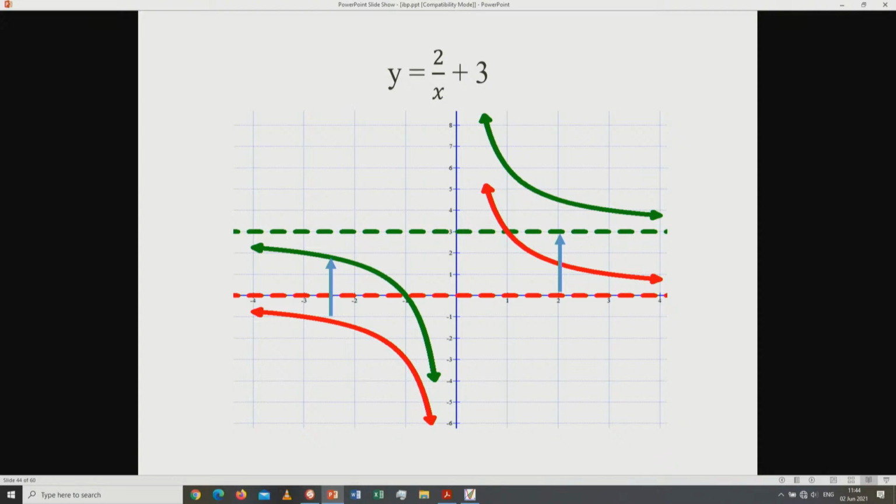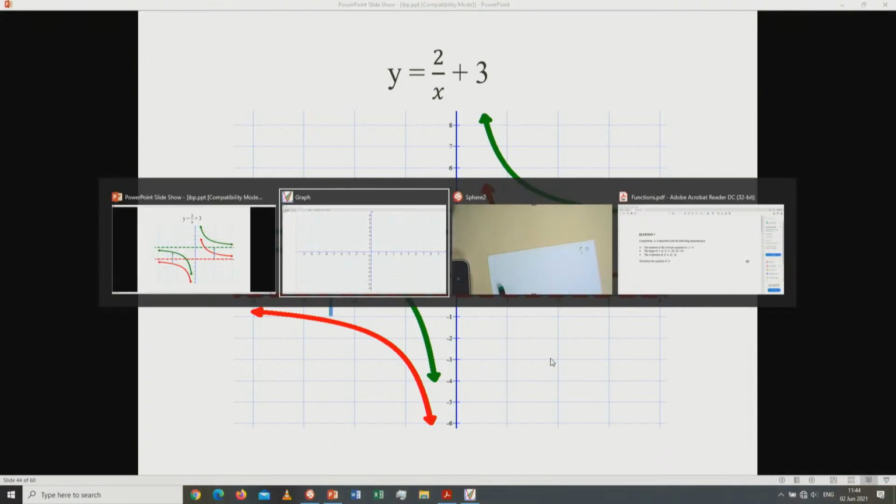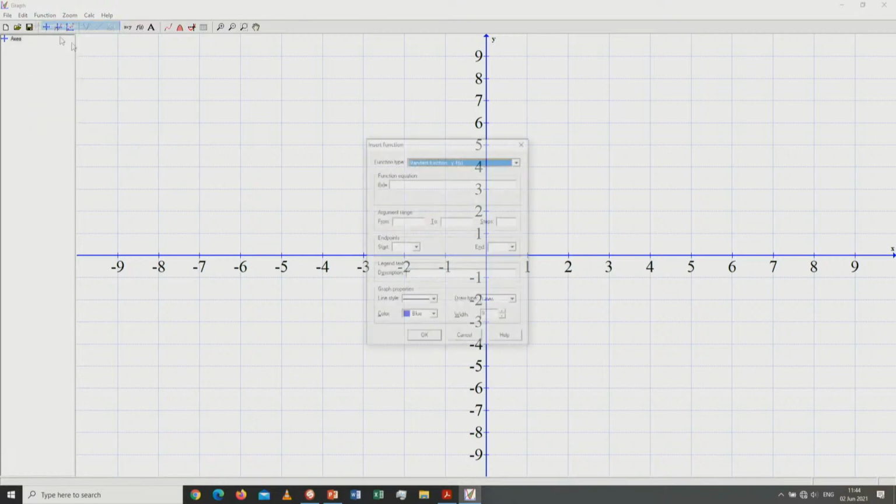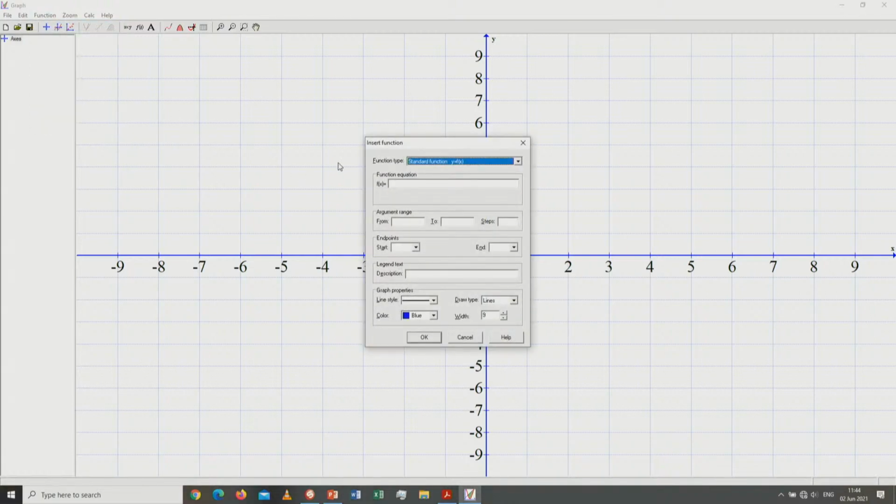Very, very important. Right now, let us make sure that we really do understand what we are talking about. I said that the red one indicates the mother graph, 2 divided by x. It's the mother graph of that.